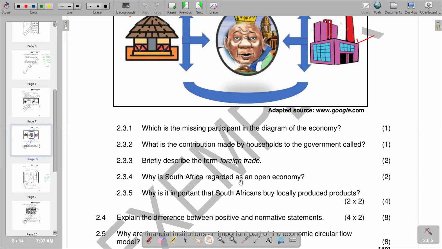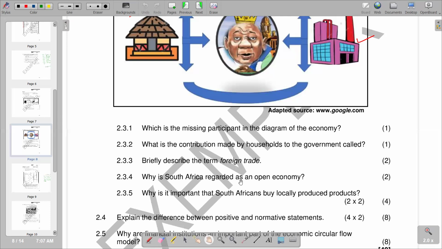The opposite is a closed economy, which is a country that does not engage in trade with other countries, but attempts to produce everything that it needs in its own country. That is a closed economy.